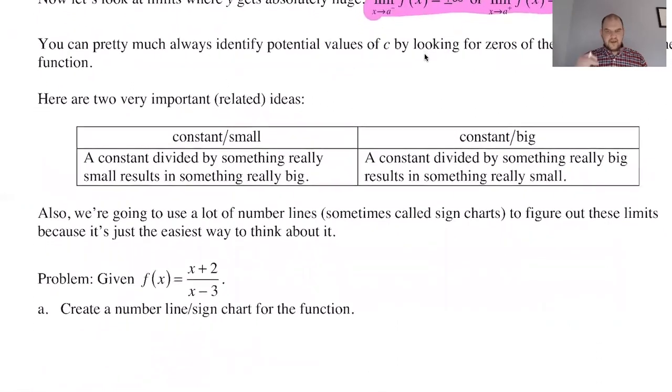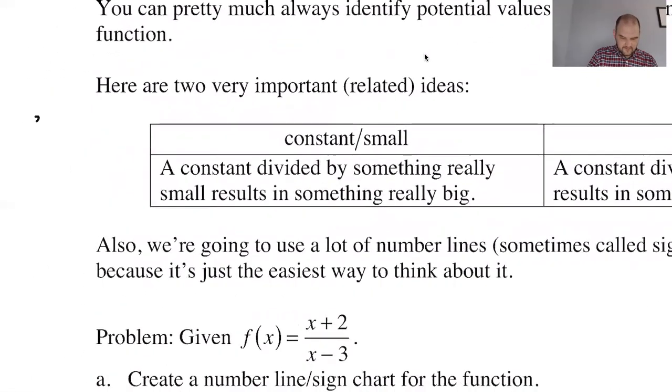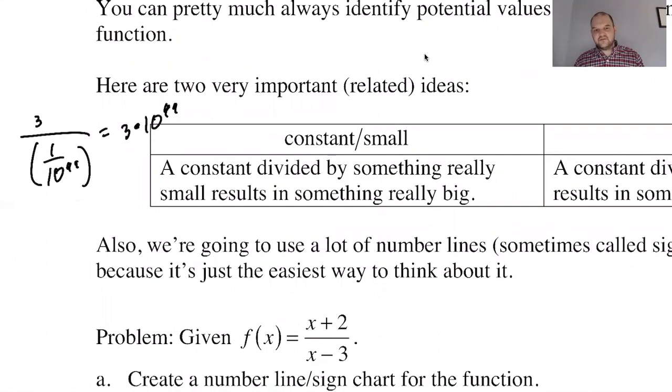So it's this. If you have a constant, like 5, divided by a really small number, it actually is a huge number, right? So if we have something like 3 divided by, let's say, 1 over 10 to the 99th, so 3 divided by an incredibly small number. 1 over 10 to the 99th is basically 0 for all intents and purposes. But this, if we simplify it, is actually going to be 3 times 10 to the 99th. That's a 3 with 99 zeros after it.